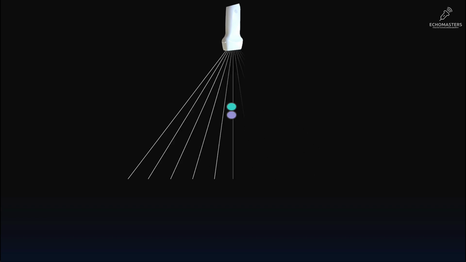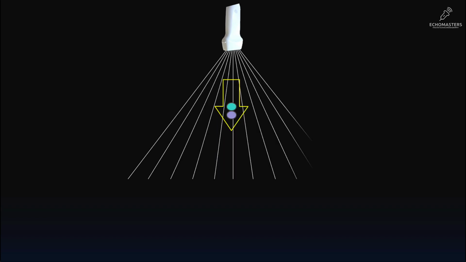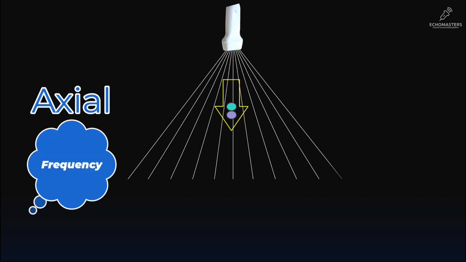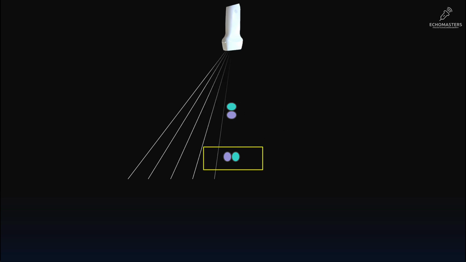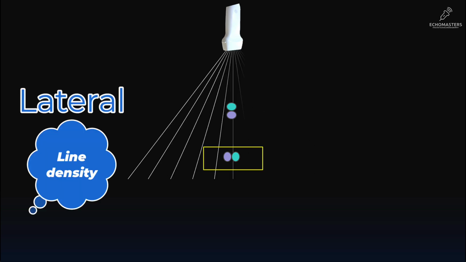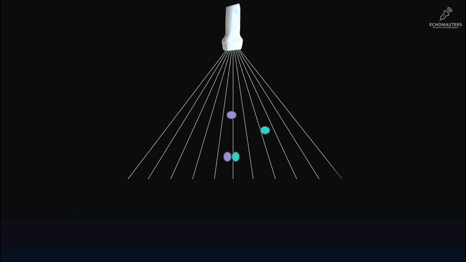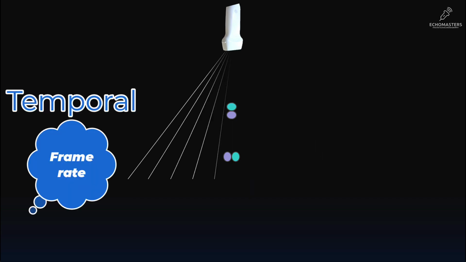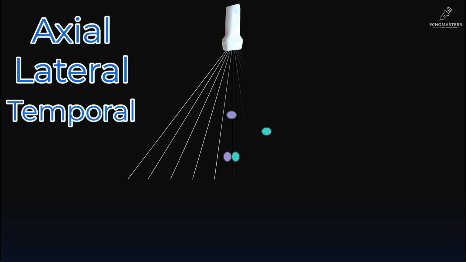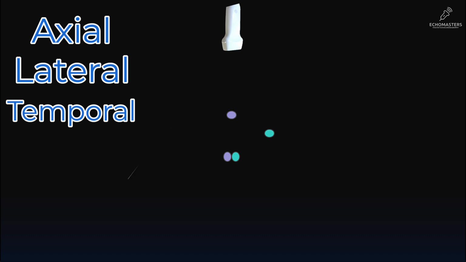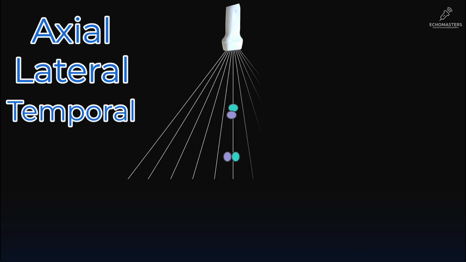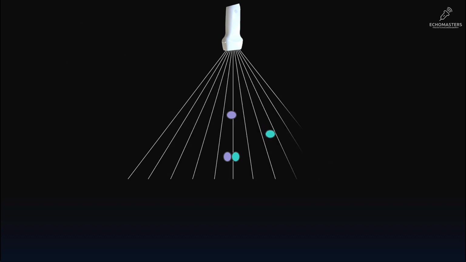Finally, to distinguish two objects in front of each other, you need good axial resolution. This is all about your frequency. To distinguish two objects side by side, you need good lateral resolution. This is all about your line density and the focal zone. And to clearly see a single object that is moving fast, like a valve, you need good temporal resolution. This is all about your frame rate. Axial, lateral, and temporal. Mastering the trade-offs between these three is the true art of creating a crystal clear diagnostic echo image.